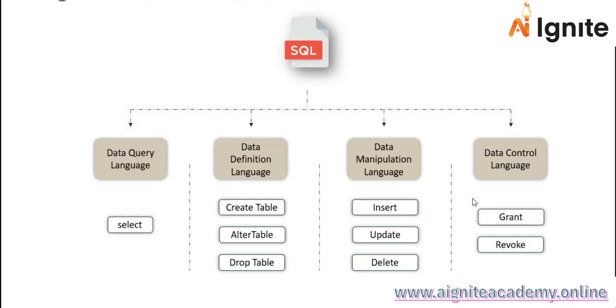And finally, we have data control commands, which allow us to control access to data within the database. So these DCL commands are normally used to create objects related to user access and also control the distribution of privileges among users. And you can see commands like grant and revoke in DCL.